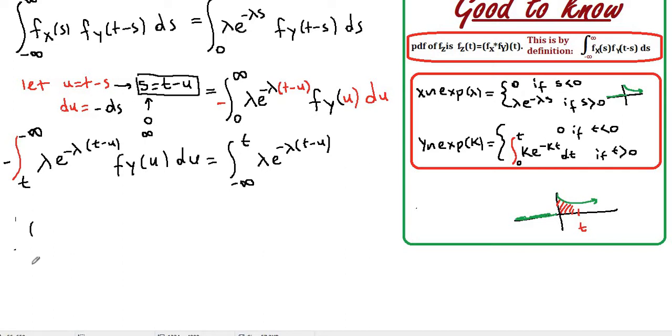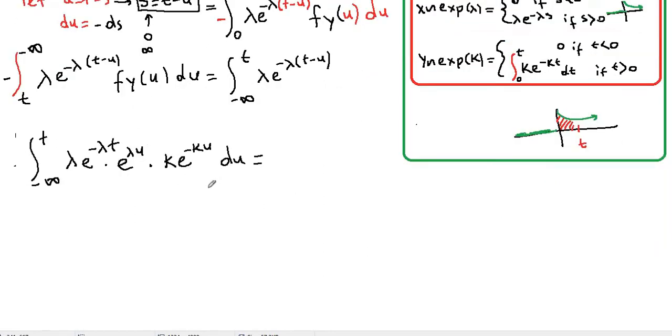Okay, so our new integral will be from negative infinity to t of lambda e to the negative, we can distribute this, negative lambda times t, and negative lambda times negative u is lambda u. And the density function fY(u) will be kappa e to the negative kappa u, and we have du. Now we're going to integrate this integral. We can pull out lambda kappa and e to the negative lambda t, because all we are carrying is the u variable.